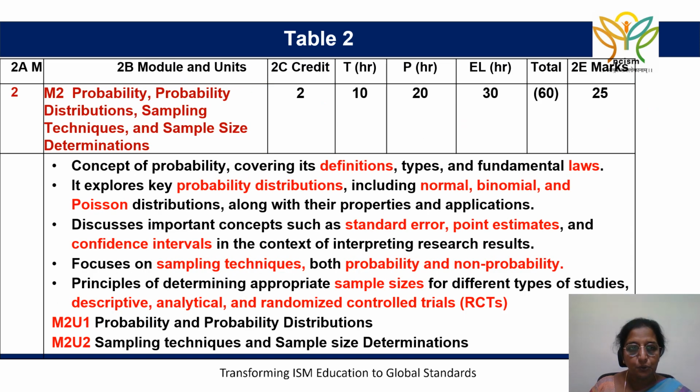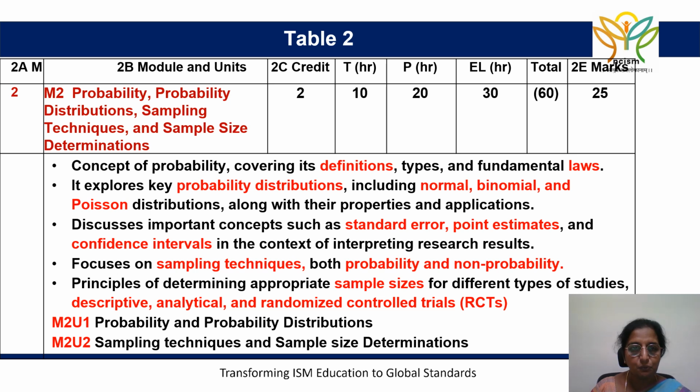Coming to module 2, it consists of 2 units, M2U1, probability and probability distributions, M2U2, sampling techniques and sample size determinations. It carries 2 credits with 60 notional learning hours and 25 marks assigned for the university examination.